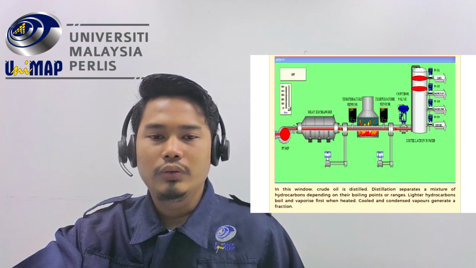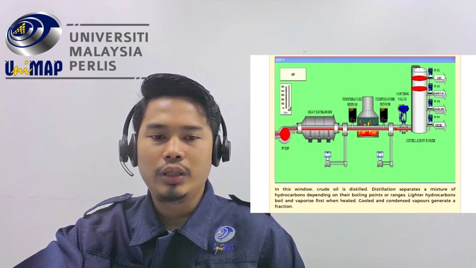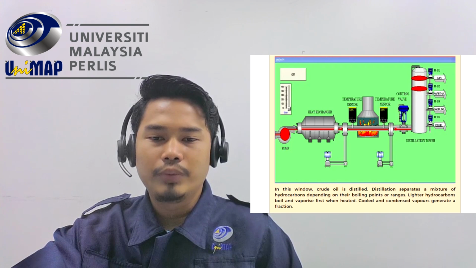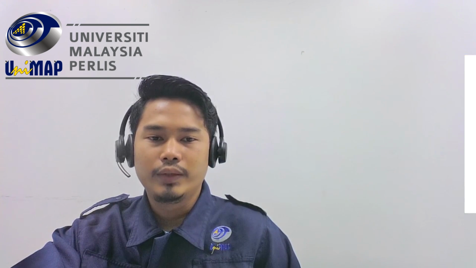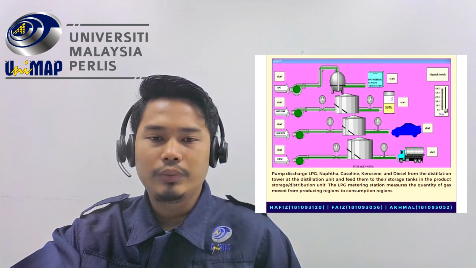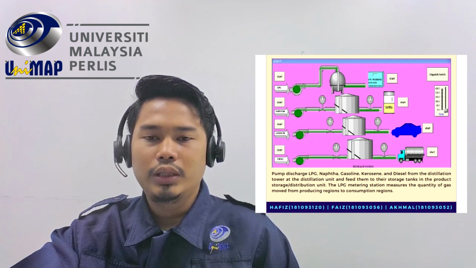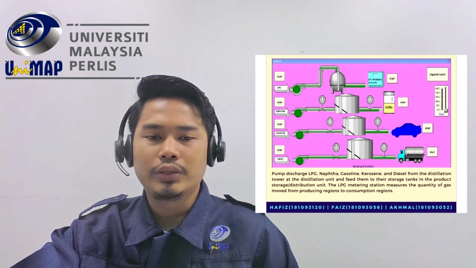In this window, crude oil is distilled. Distillation separates a mixture of hydrocarbons depending on their boiling point or range. Lighter hydrocarbons boil and vaporize first when heated. Cooled and condensed vapor generates a fraction. Crude oil distillation separates crude oil into parts with defined boiling ranges. Pumps discharge LPG, naphtha, gasoline, kerosene and diesel from the distillation tower at the distillation unit and feed them to their storage tanks in the product storage or distribution unit. The LPG metering station measures the quantity of gas moved from production region to consumption region.